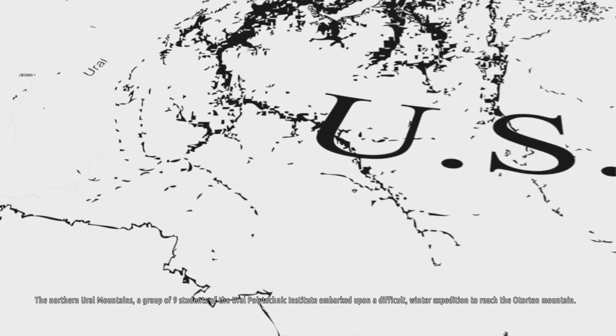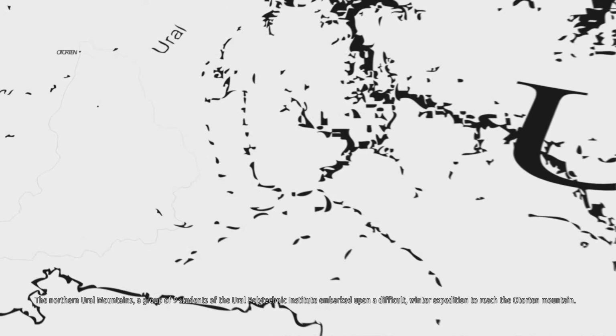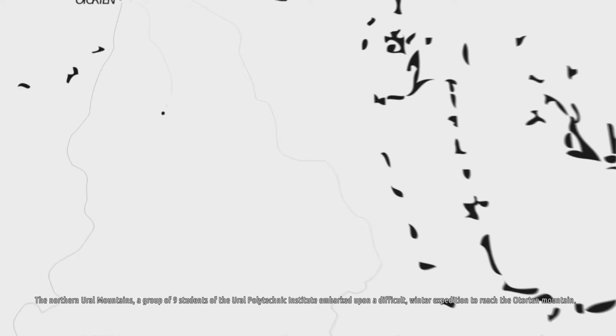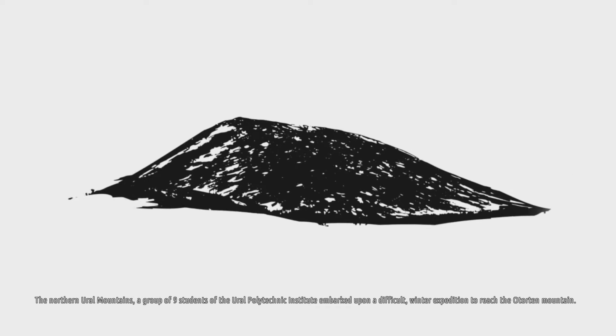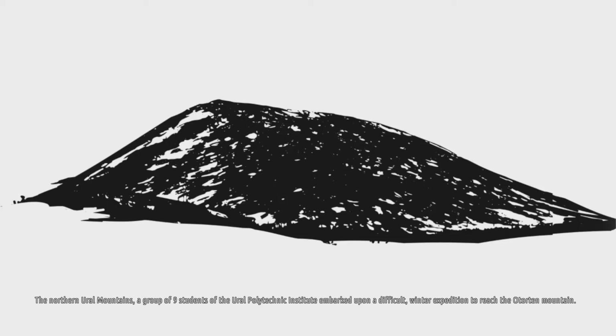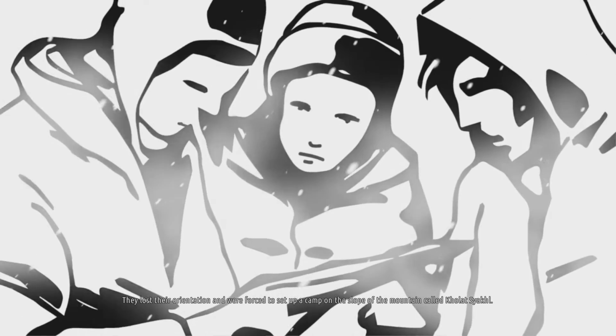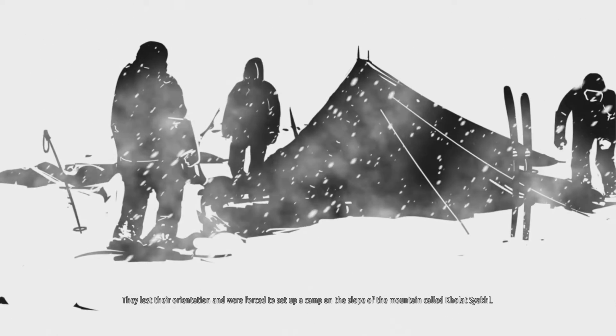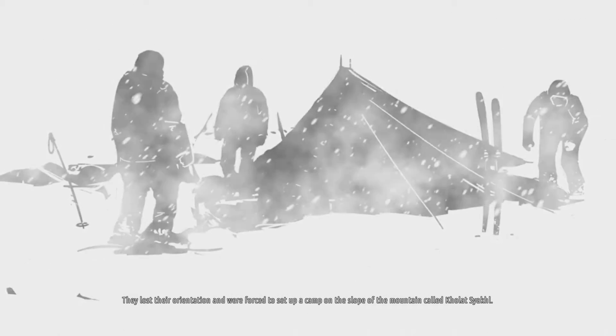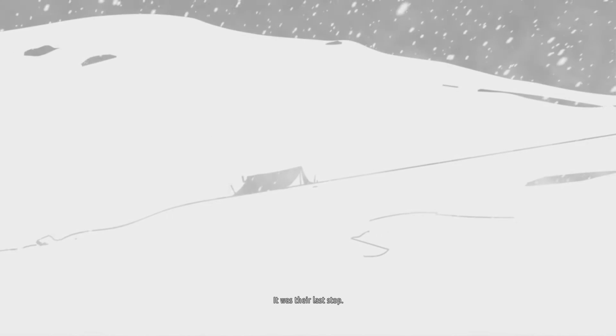56 years ago, Russia, the northern Ural Mountains. A group of 9 students of the Ural Polytechnic Institute embarked upon a difficult winter expedition to reach the Otorten mountain. Their journey seemed to progress according to plan. However, on the 7th day of their trip, the weather conditions worsened. They lost their orientation and were forced to set up a camp on the slope of the mountain called Kholat Syakhl. It was their last stop.